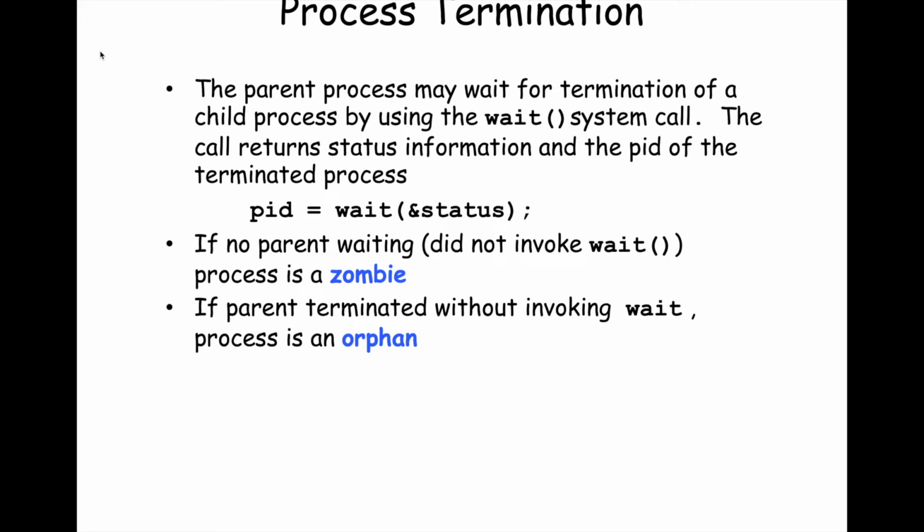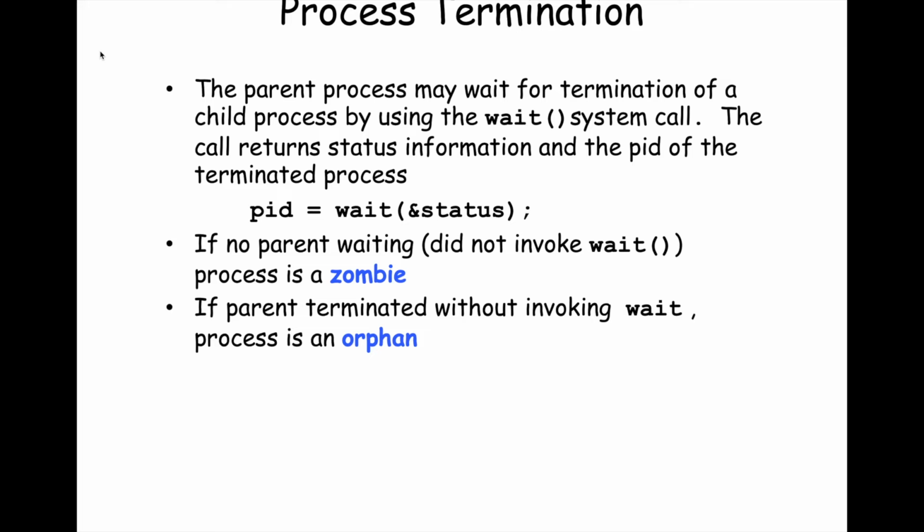Okay, so what happens if your parent doesn't wait? If your parent doesn't wait, you still have a child running, but there's no way for that child to really tell the system gracefully that it is exiting and what that exit status is, and that's called a zombie process. And so a zombie process is a child process whose parent did not wait for it, right?